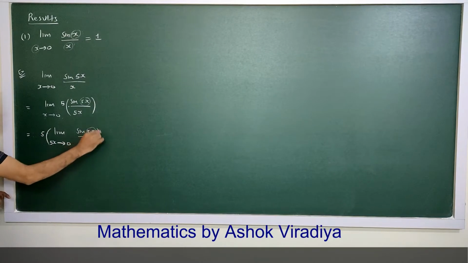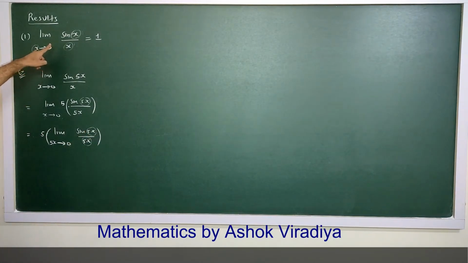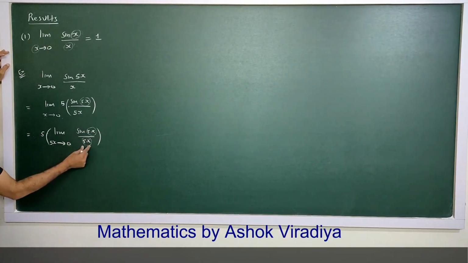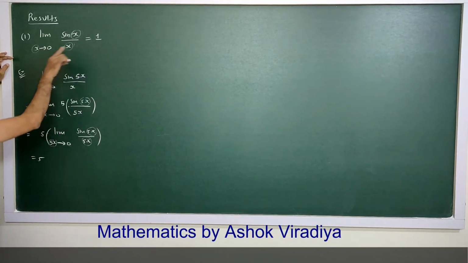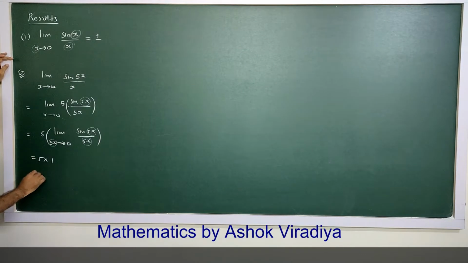And now you can see that we are getting this form: sin theta upon theta, theta tends to 0. So by this result, this is 1. So the answer is 5.